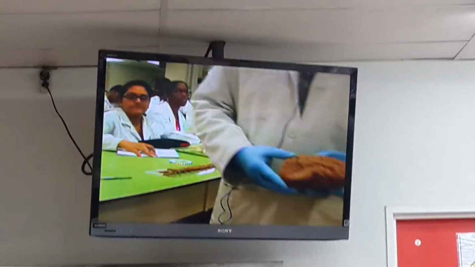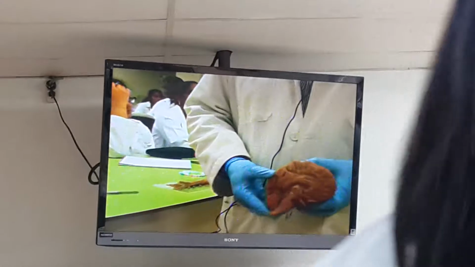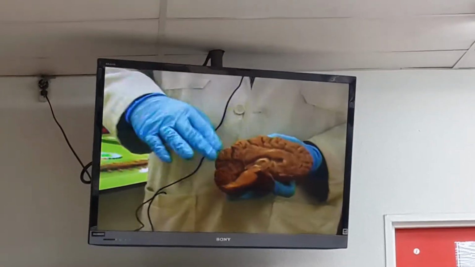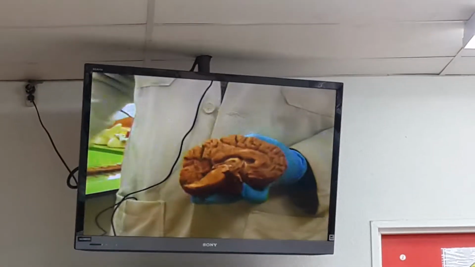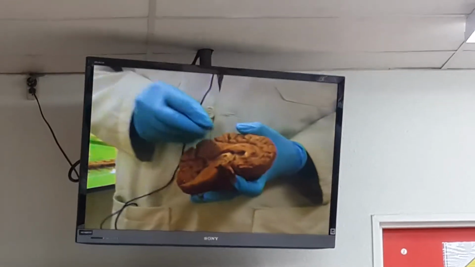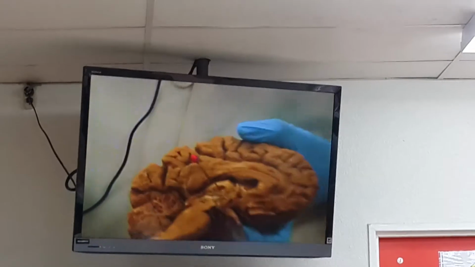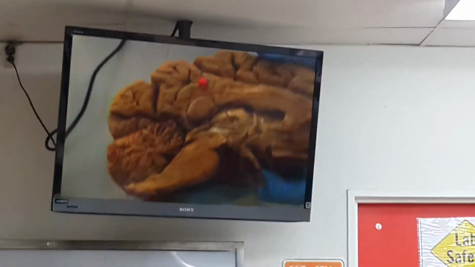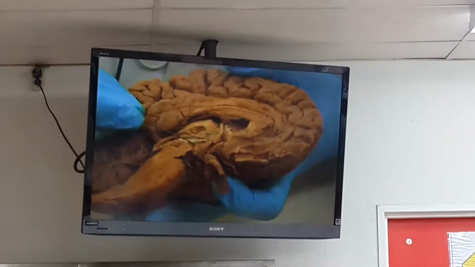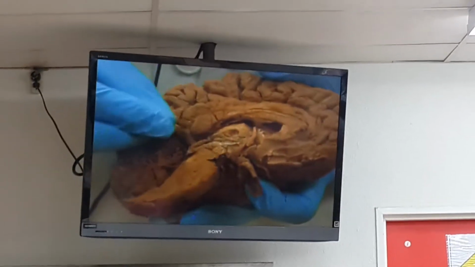Again, this is the half brain. You can see this is the left half of the brain. This is the cerebrum. And this part here is called the diencephalon. Then below this is the midbrain.